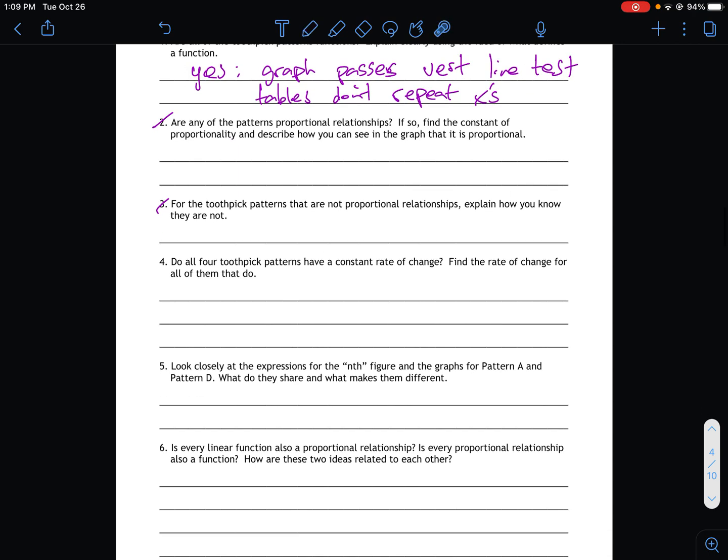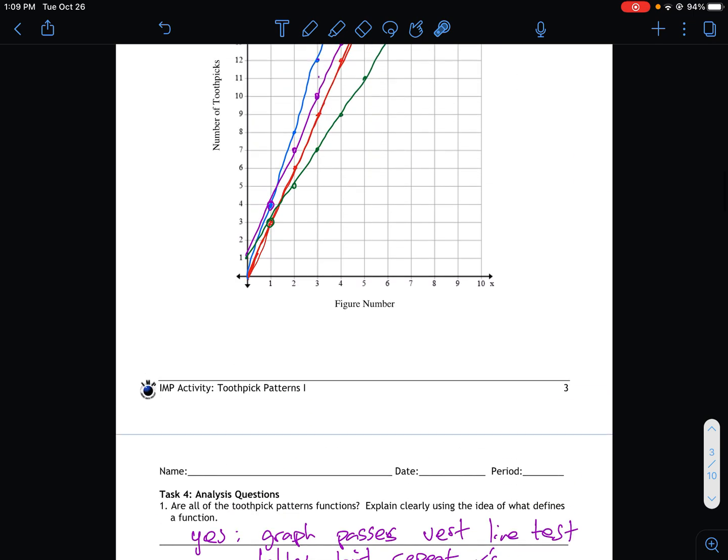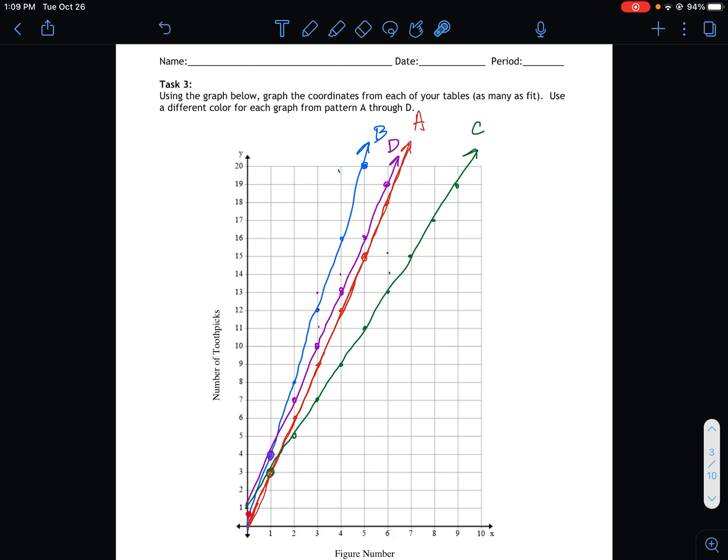Let's answer question 4. Do all 4 toothpick patterns have a constant rate of change? Yes, they do. Remember, a straight line indicates a constant rate of change.